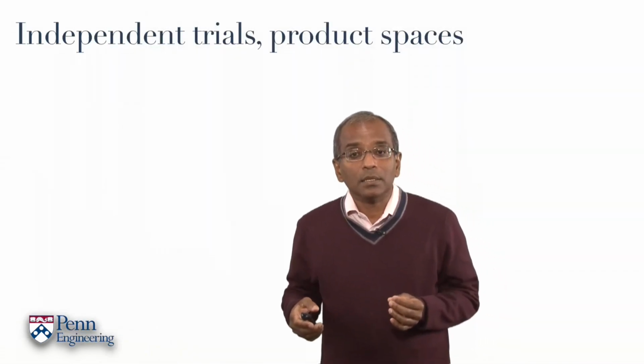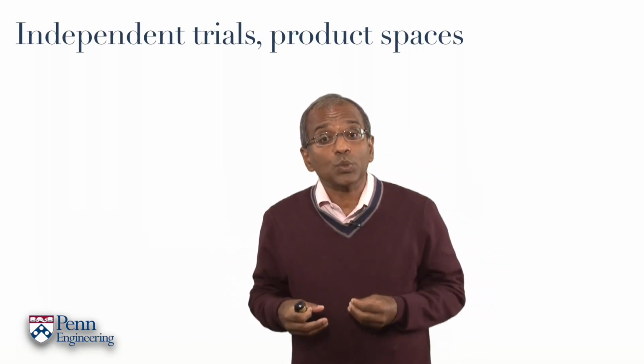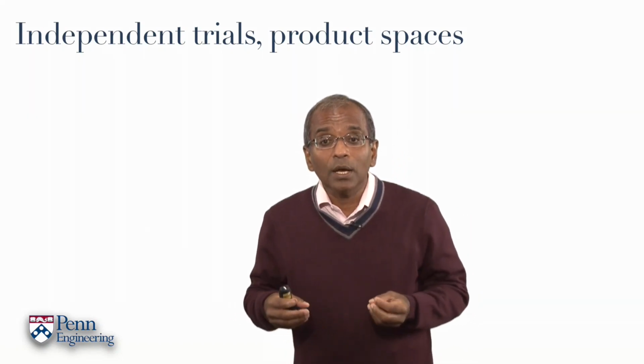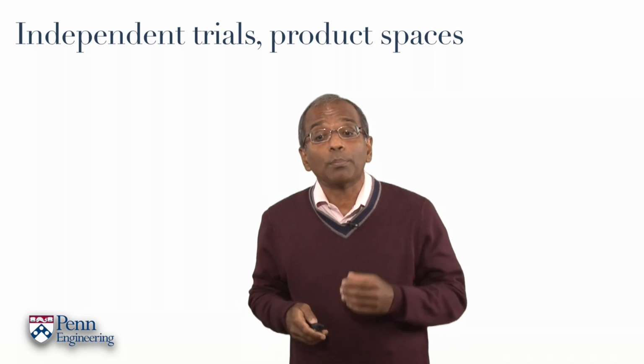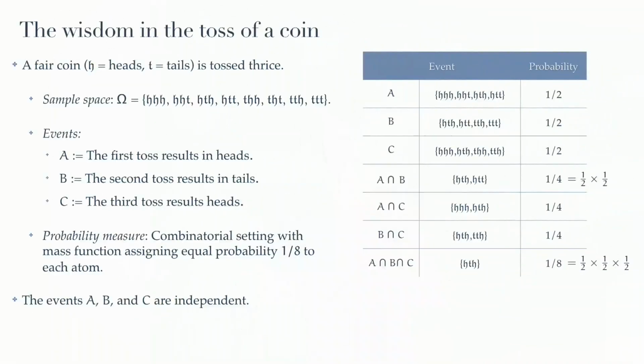This is a setting familiar to us from long experience with coin tosses and the throws of a die, of repeated independent trials, leading to an idea of a compound experiment that we shall call a product space. So, let's go back directly to the coin toss again and the example we looked at earlier. We look at a toss of a coin 3 times and configure 3 events, A being that the first toss results in a head, B being the event the second toss results in a tail, and C the event that the third toss results in a head.